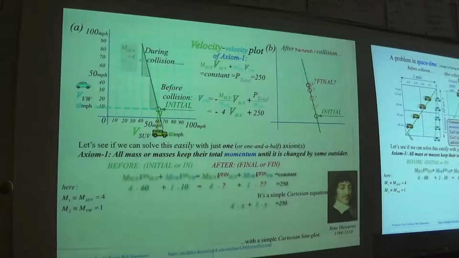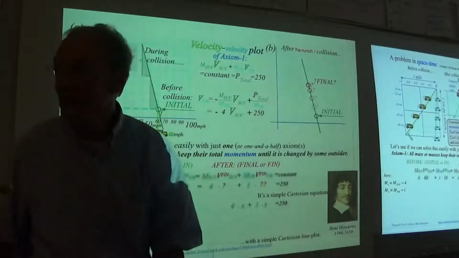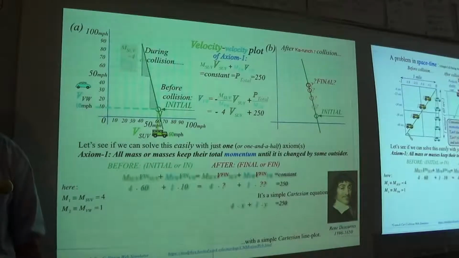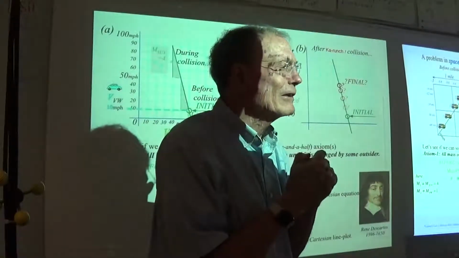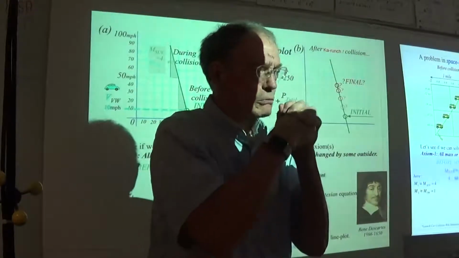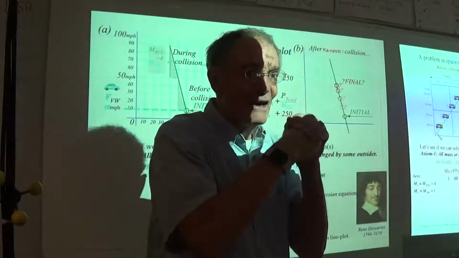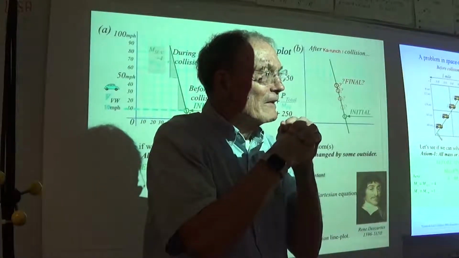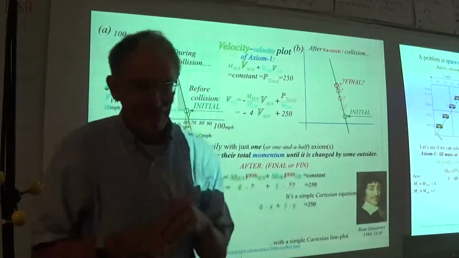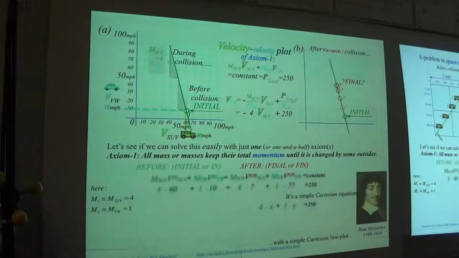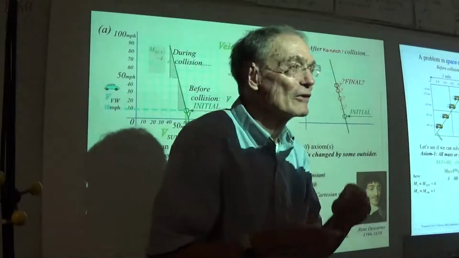Now, I'm going to draw the answer here in red, but you should kick yourself for not seeing where that answer is on this line. Well, what do you have when these two vehicles become a single piece of metal? You've got one mass, right? The velocity is equal, right?